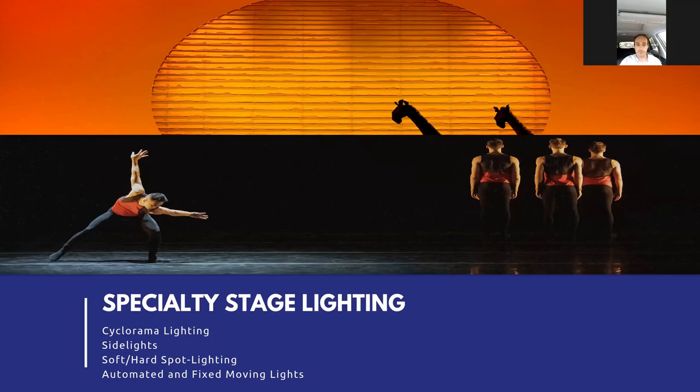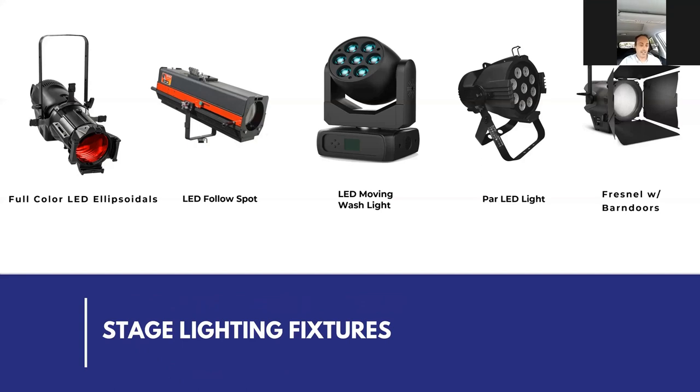And now you can see on this slide, some different types of fixtures, how they look. I'm gonna jump into a little bit. First, I wanna throw out some of the brand names and trade names on these products. We have LED or non-LED ellipsoidals. We have a follow spot. We have a moving wash light, par LED light, and a Fresnel with barn doors.